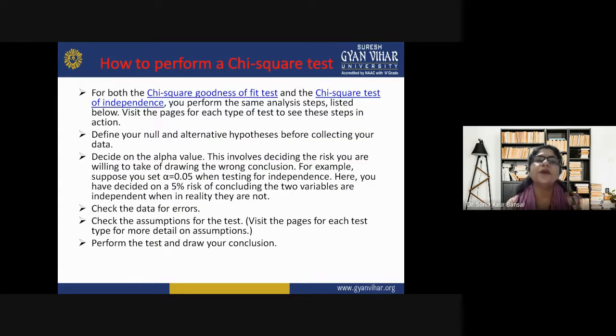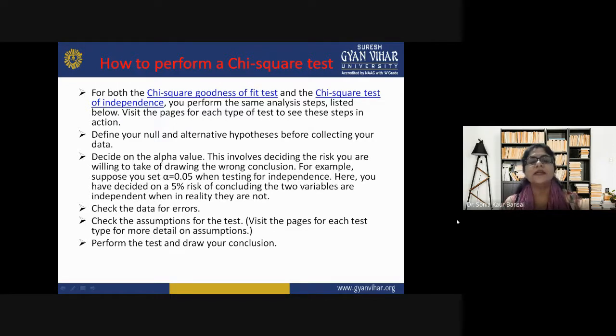Now, students, we are going to see how to perform a chi-square test. It is very important to know how we are going to perform it. That's very necessary. For both the chi-square goodness of fit test and the chi-square test of independence, you perform the same analysis steps listed below, and visit the pages for each type of test to see these steps in action. Now you define your null and alternative hypothesis before collecting your data. So first of all, you do it.